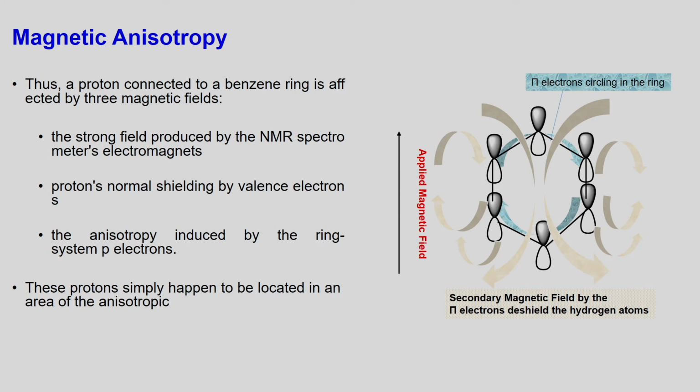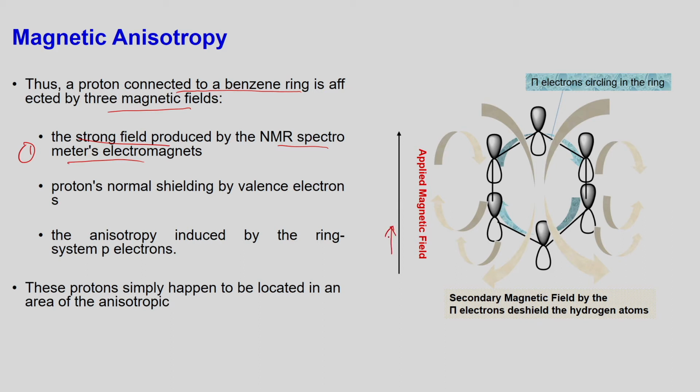So, if I want to summarize, a proton connected to a benzene ring is affected by 3 magnetic fields. What are the 3 magnetic fields? First is the strong field which is produced by the NMR spectrophotometer electromagnet, which is this.